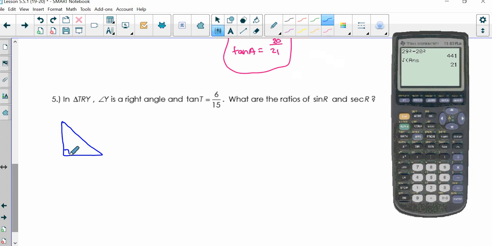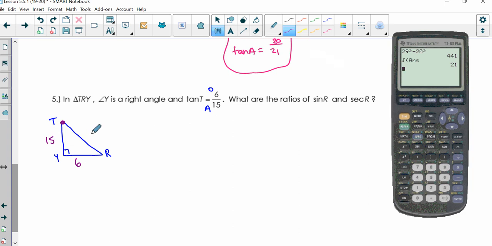Triangle TRY, and angle Y is the right angle. So Y has to go here. I'm going to put the T here and the R here, but again, you can flip-flop them. You'll end up with the same ratios at the end. Tangent would be your opposite and your adjacent. So from T, my opposite would be here. My adjacent would be here.